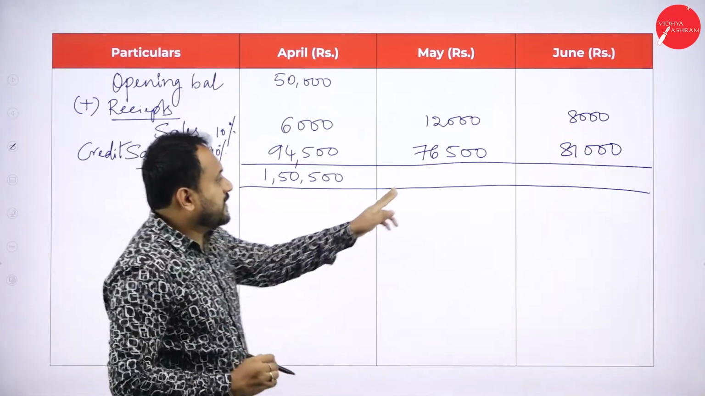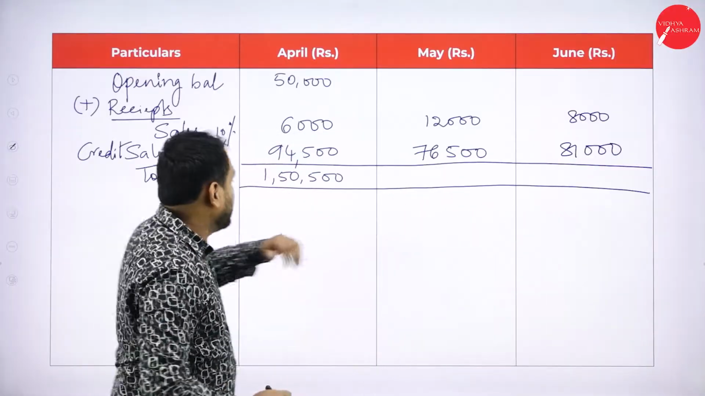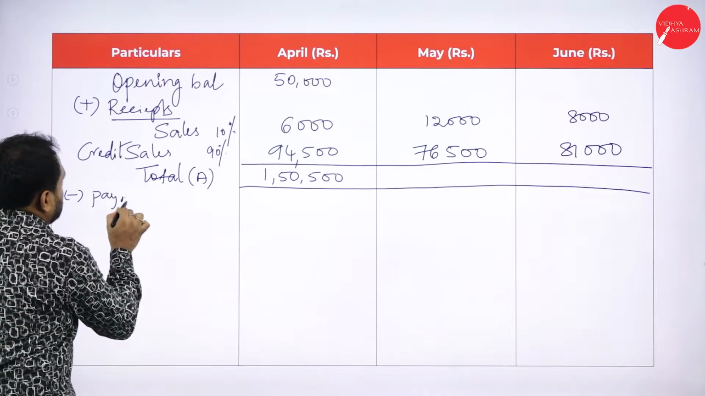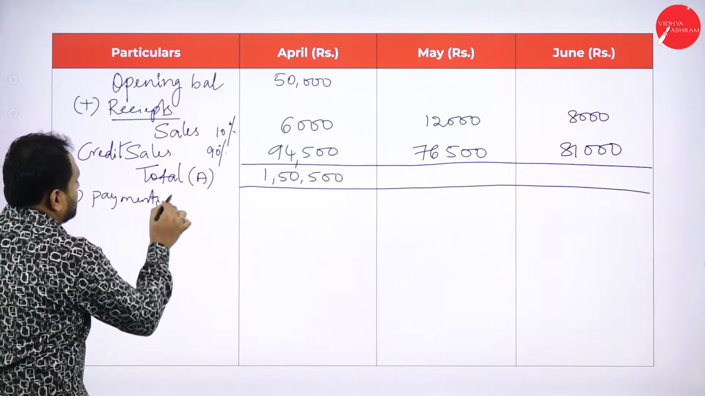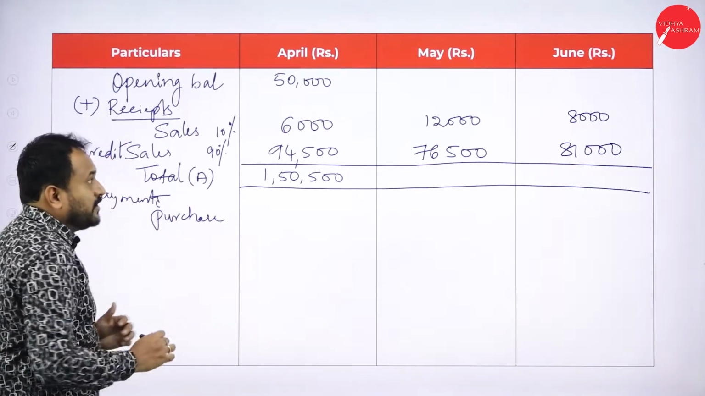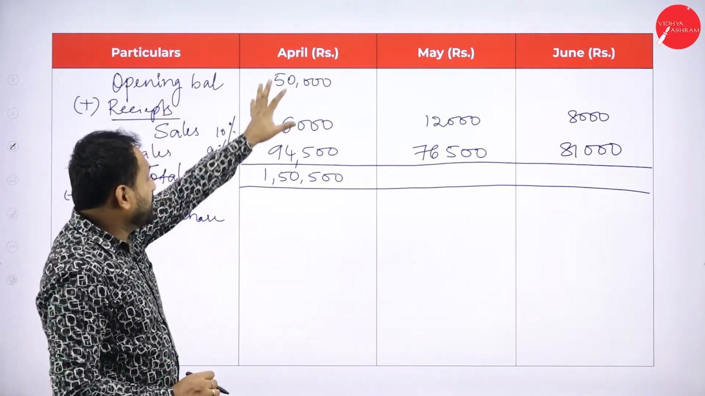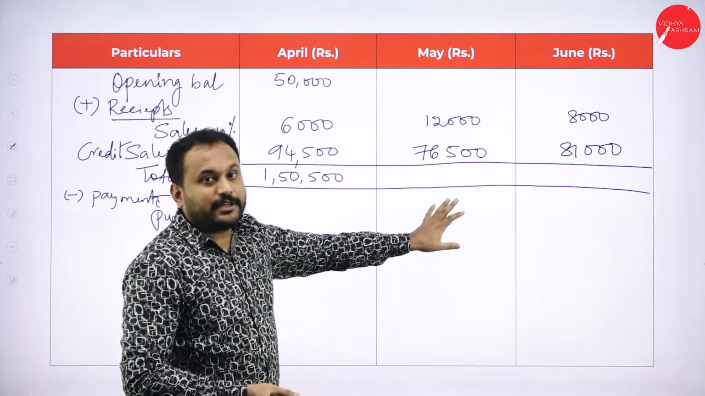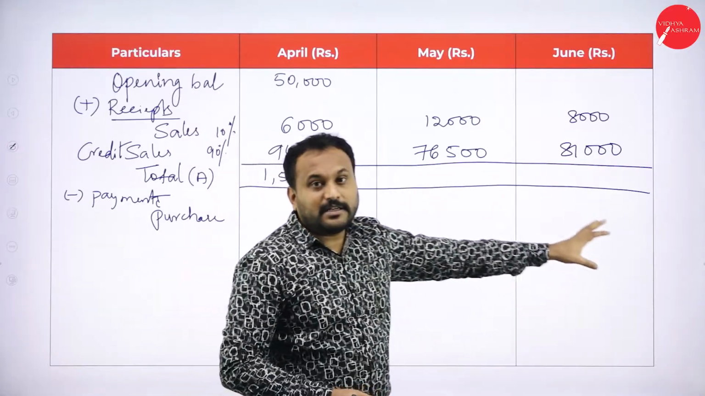1,50,500. Now should you calculate all these things? No, you are not supposed to write. Next entry is what? You need to subtract everything, whichever is the payment. So the first payment here is what? Purchase. And what is that? They have said whatever you take in the month of April, you are supposed to pay in the month of May. What you take in May, you are supposed to pay in the month of June.